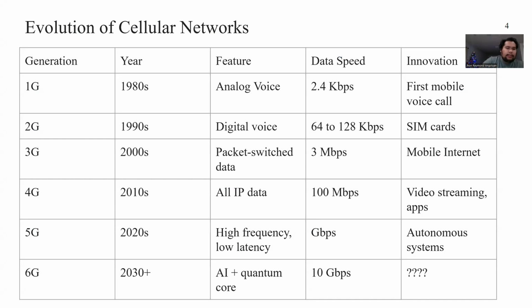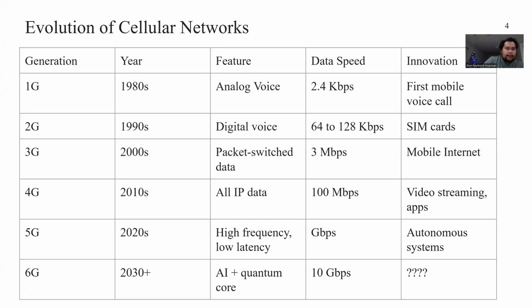Then we have 3G, created in the 2000s. The key feature is it uses packet switched data. Its normal speed is around 3 megabits per second, and this is kind of the introduction to mobile internet. Next, we have 4G, adopted in the 2010s. It's now all IP. Its max speed is 100 megabits per second, and this is where video streaming, watching videos, and applications kind of started.